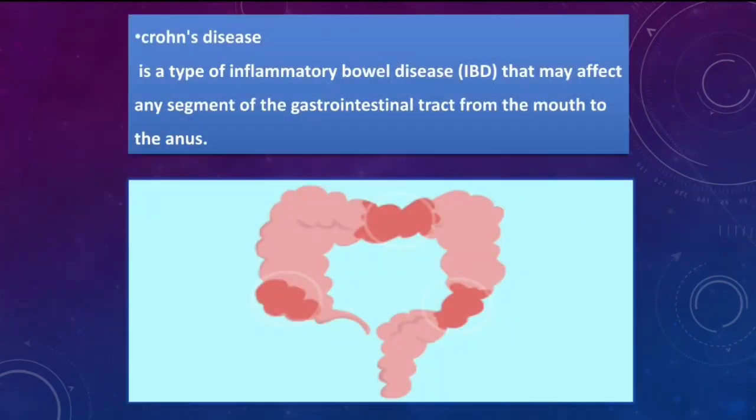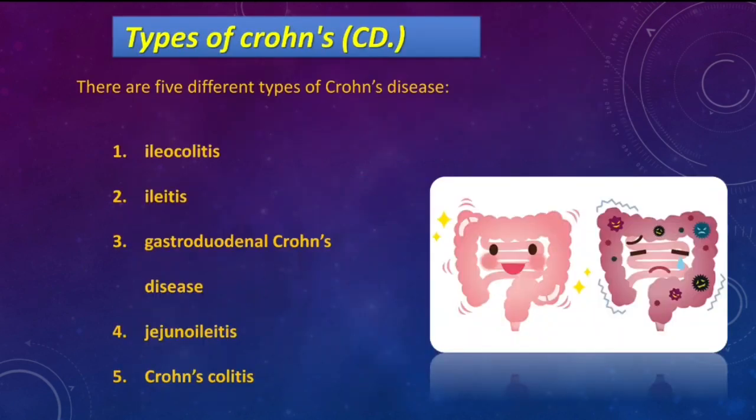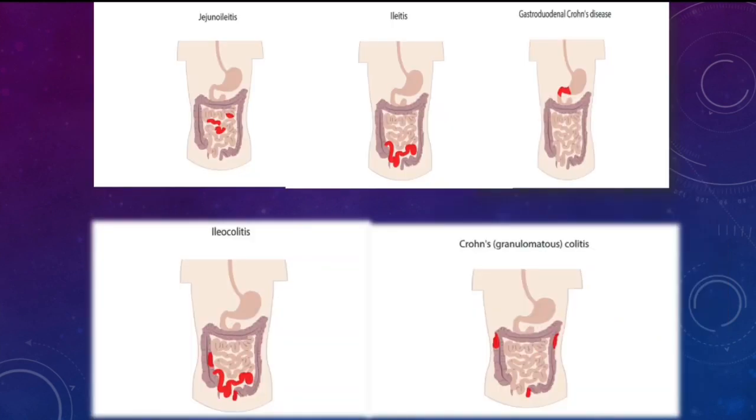At first, how we can define Crohn's disease: it is a type of inflammatory bowel disease that may affect any segment of the gastrointestinal tract from the mouth to the anus. The types of Crohn's disease, according to the area that may be affected: there are 5 different types of Crohn's disease, and I will explain that in the next slide.